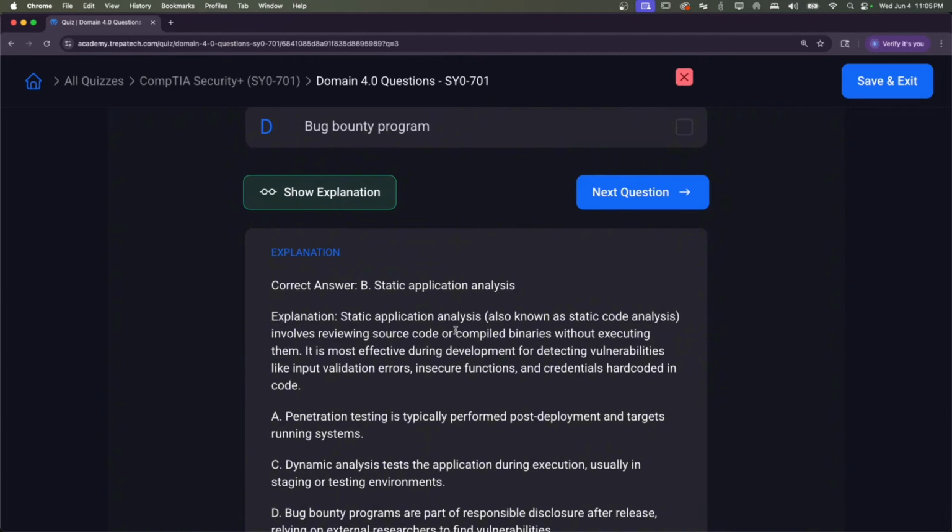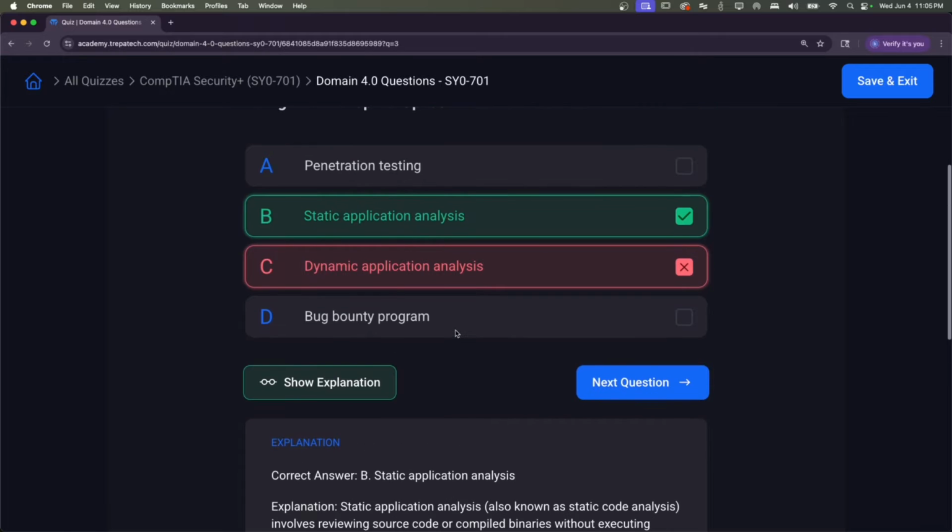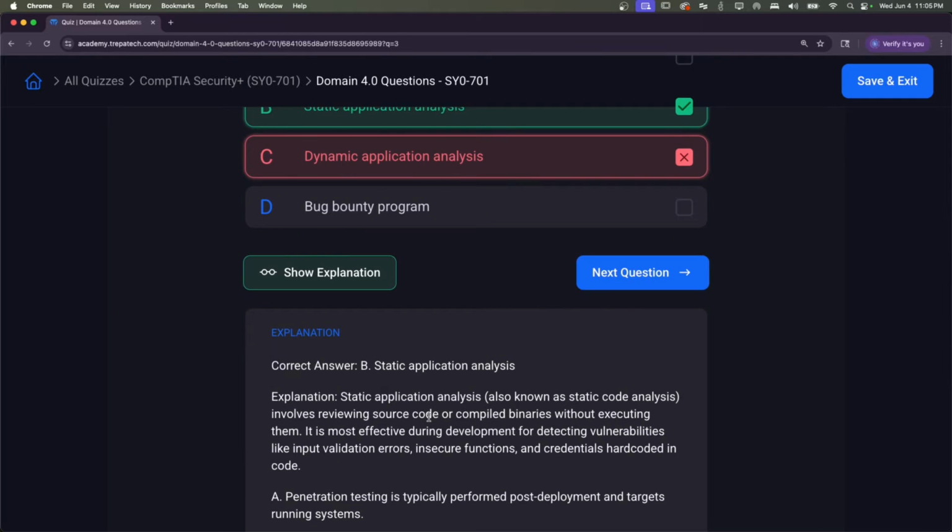And that's what the buffer overflow is. It's a memory thing, right? So I'm guessing that's why it chose B as a more correct answer.